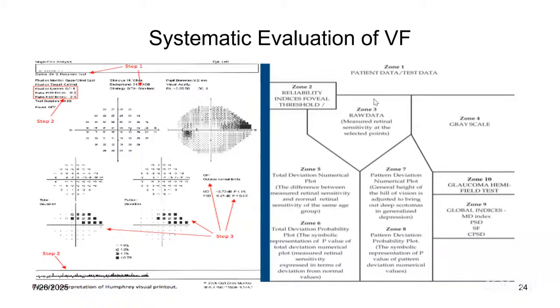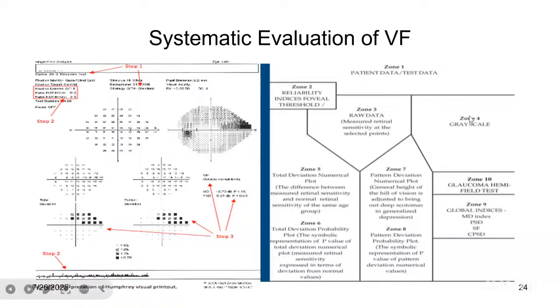And then we have zone 2, where we have the reliability indices and the fovea threshold. Zone 3, where we have the raw data. Zone 4, the grayscale, while zones 5 and 6, we have the total deviation numerical plot and its probability plot. Zones 7 and 8, we have the pattern deviation numerical plot and its probability plot. And then zone 9, we have the global indices. And zone 10, we have the glaucoma hemifield test.